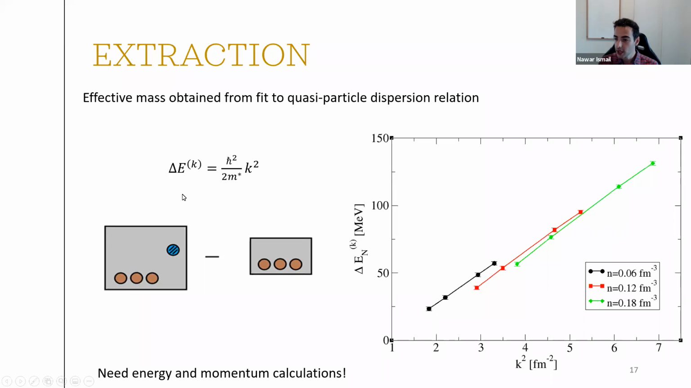And so what we can do is simulate these systems in quantum Monte Carlo to get an energy. We can fit them to extract an effective mass. And because they're linear, the slope is enough to get an effective mass. So we take the energy and momentum, fit them, and that's how we get our mass.